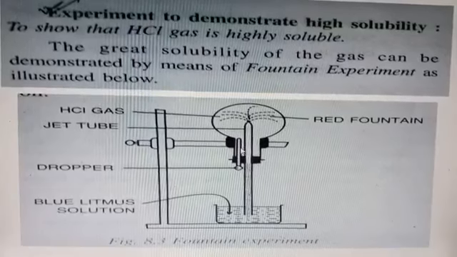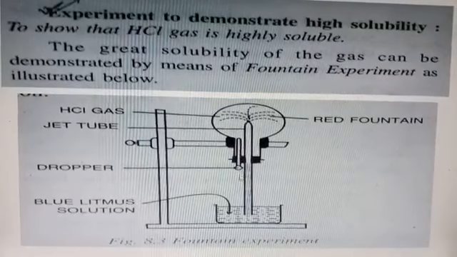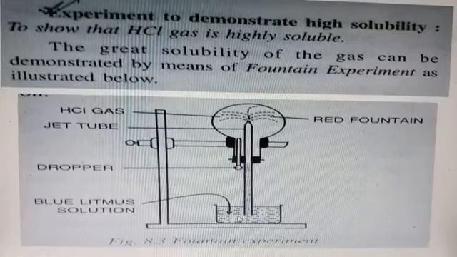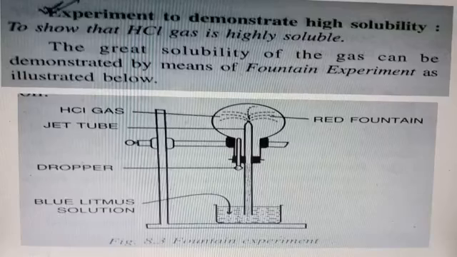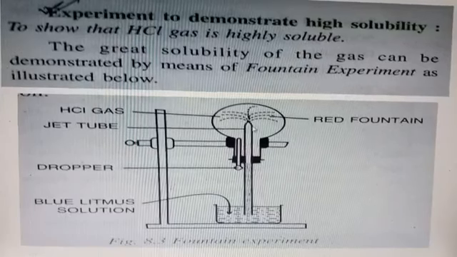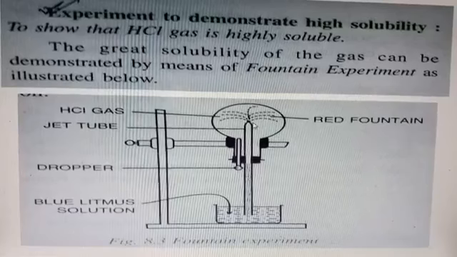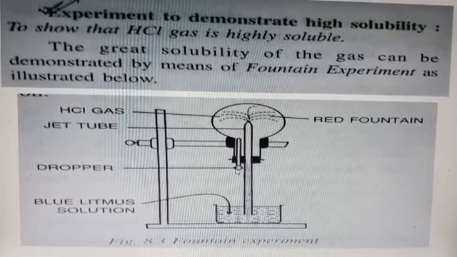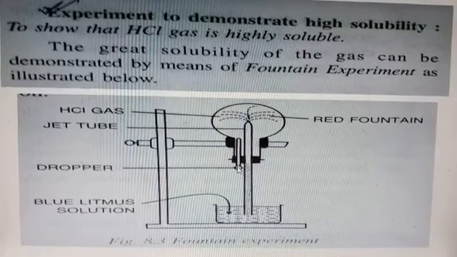Then put the jet tube in the beaker containing blue litmus solution. This is the beaker which contains blue litmus solution, and one end of this jet tube is immersed inside this blue litmus solution and the other end is inside the round bottom flask. Then what happens? Let's see. Press the dropper. You need to press this dropper.